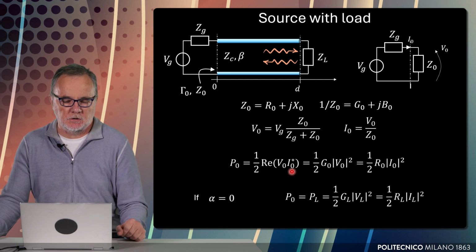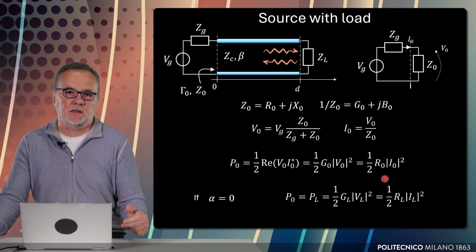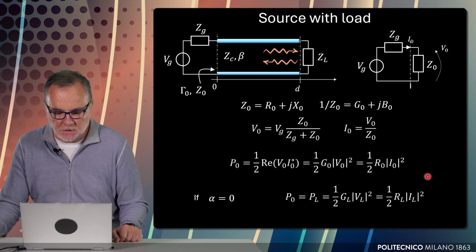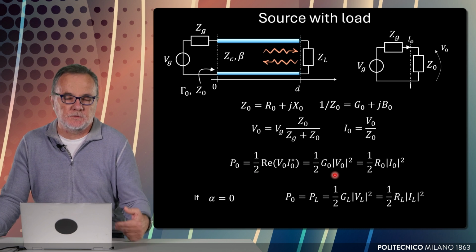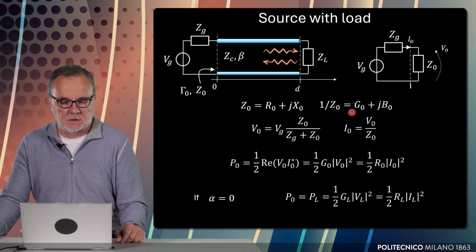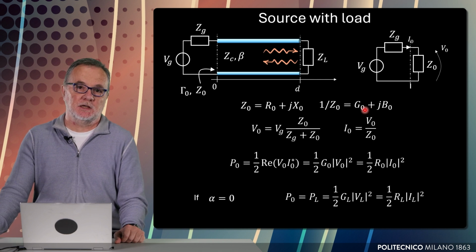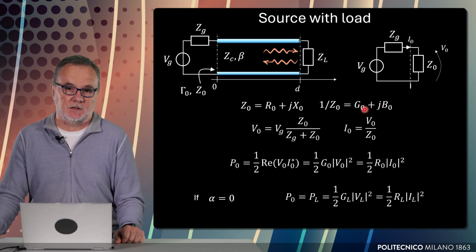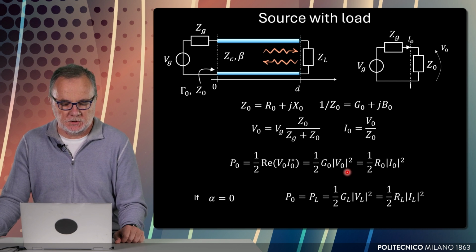so that the power absorbed by Z0 can be written from the voltage and current by this expression as 1/2 R0, the real part of impedance, times the square magnitude of the current flowing, or 1/2 G0. Notice that G0 is the real part of the inverse, so it's not the inverse of the real part. G0 times the square magnitude of the voltage applied to this load.